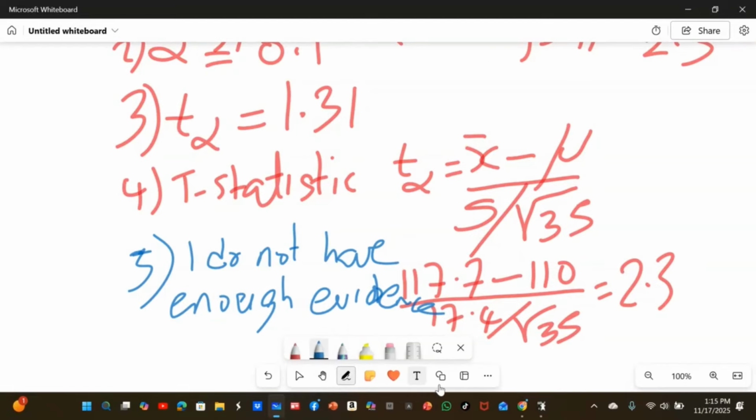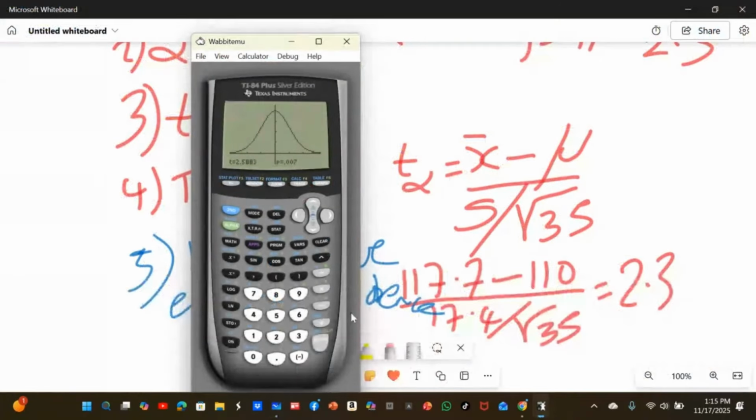Okay, let's go back to the calculator and get the p-value. So if we look well, we see that the p-value is approximately 0.007. So the p-value is so insignificant.